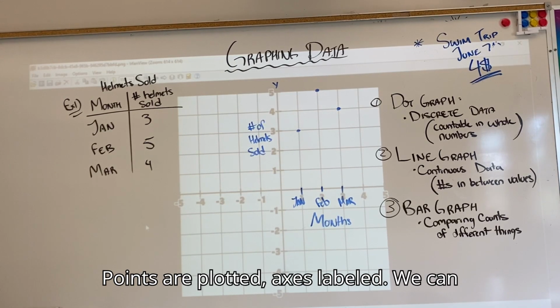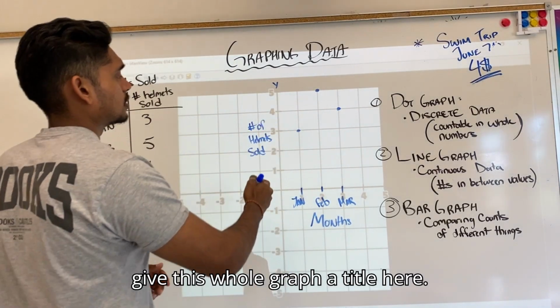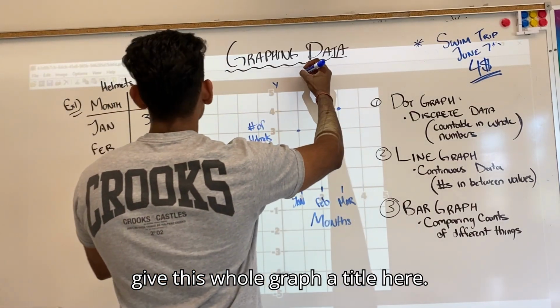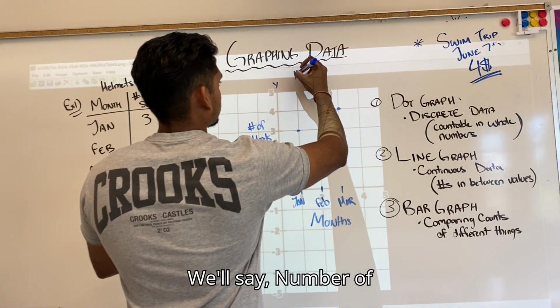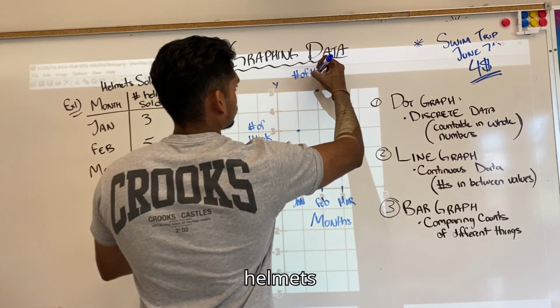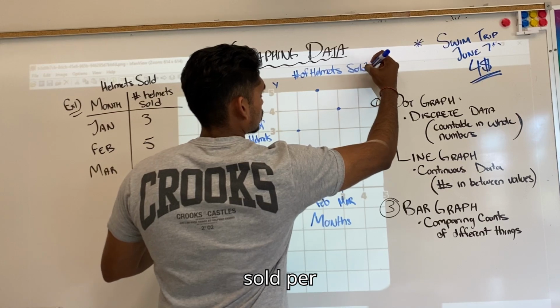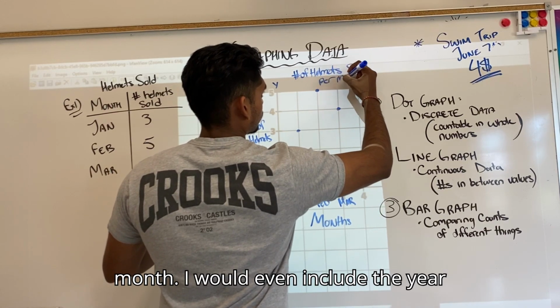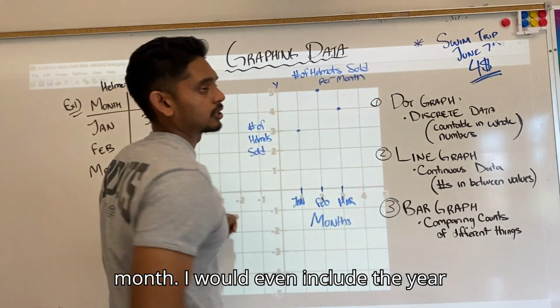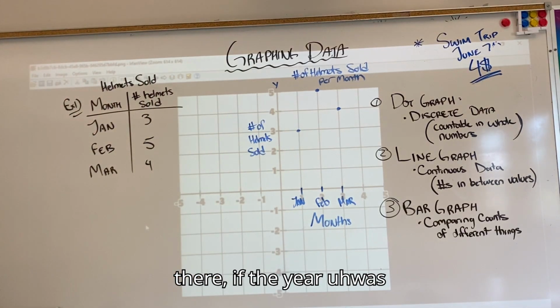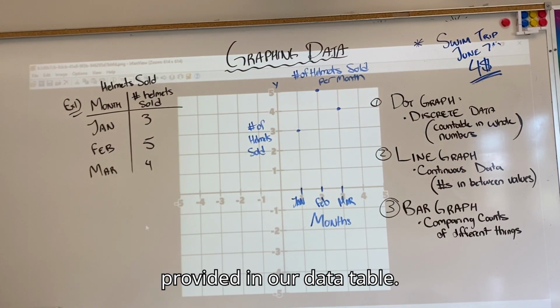Points are plotted, axes labeled. We can even give this whole graph a title here. We'll say number of helmets sold per month. I would even include the year there if the year was provided in our data table.